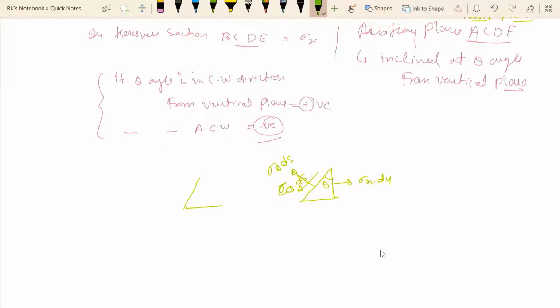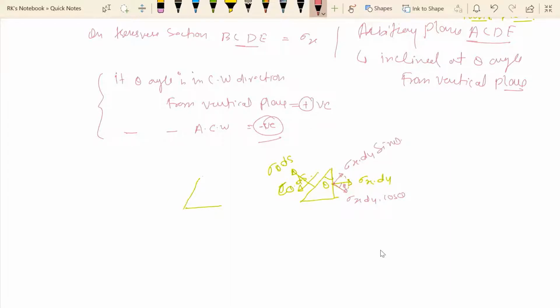Before applying the force equilibrium, we have to resolve these forces in this direction. If we resolve this force into this direction, then this component, if this angle is theta, would be sigma x dy into cos theta, and this component would be sigma x dy sin theta.